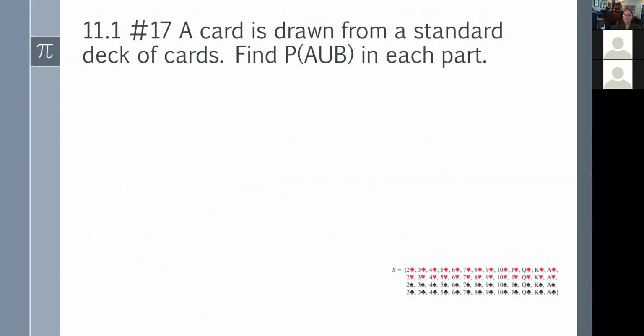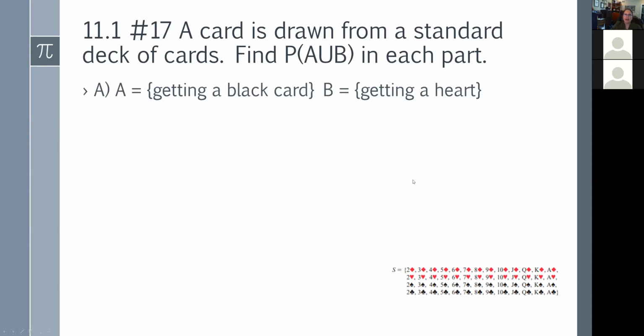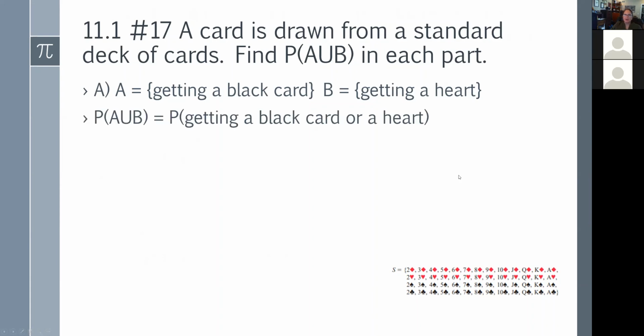For number 17, it says a card is drawn from a standard deck of cards. We want to find the probability of A union B for each part. And we've got the little picture that shows us the different cards in a deck. Part A, event A is the event of getting a black card, and event B is the event of getting a heart. So the probability of A union B is the probability of getting a black card or a heart.